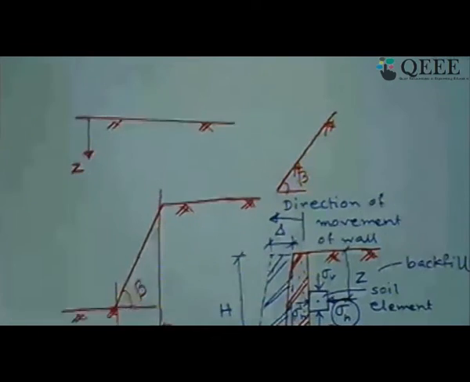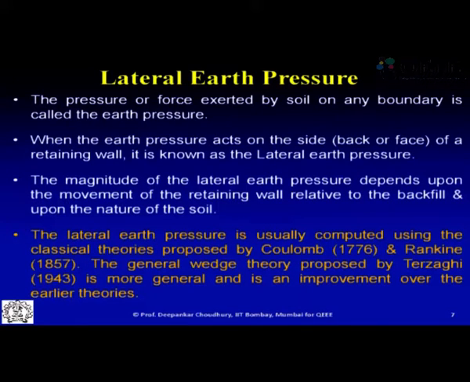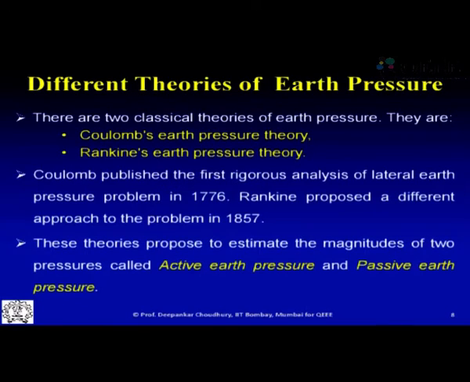Now why does this active state come into the picture? Let us understand this from the concept of mechanics through the use of Mohr circle. So before I start that, let us look at the slide here. The lateral earth pressure is usually computed using classical earth pressure theories which were proposed by Coulomb in 1776 and by Rankine in 1857. These two are classical earth pressure theories, and the general wedge theory was proposed by Terzaghi in 1943, which is more general and is an improvement over the Coulomb and Rankine earth pressure theories. So, as I said, the two classical theories are Coulomb's earth pressure theory and Rankine's earth pressure theory.